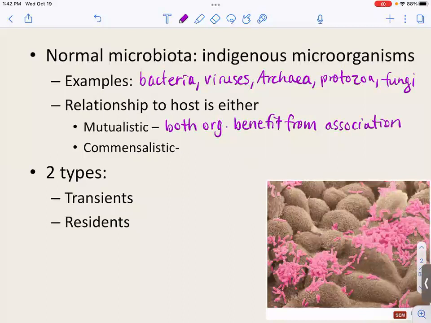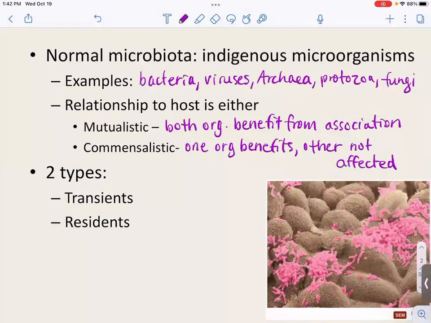And there's lots of examples of that. We know that the E. coli in our large intestine, we give the E. coli lots of nutrients, and in turn, the E. coli helps us digest food and produces some vitamins for us, maybe some folic acid. A commensalistic relationship is when one organism benefits and the other is not affected. And that's a little bit harder to come up with examples there.